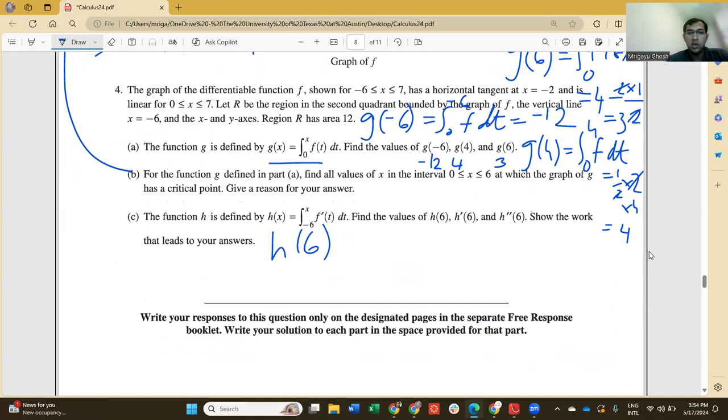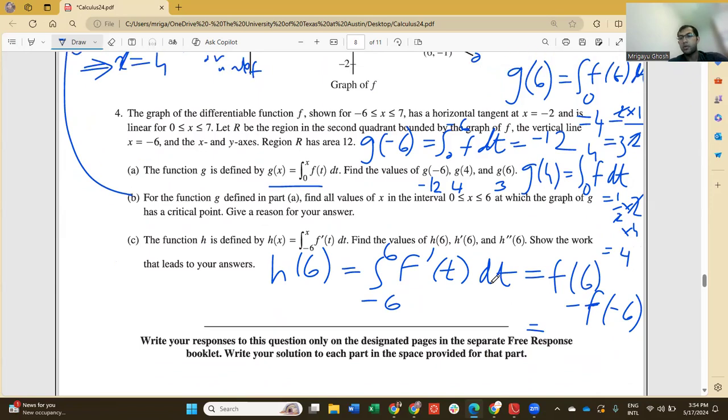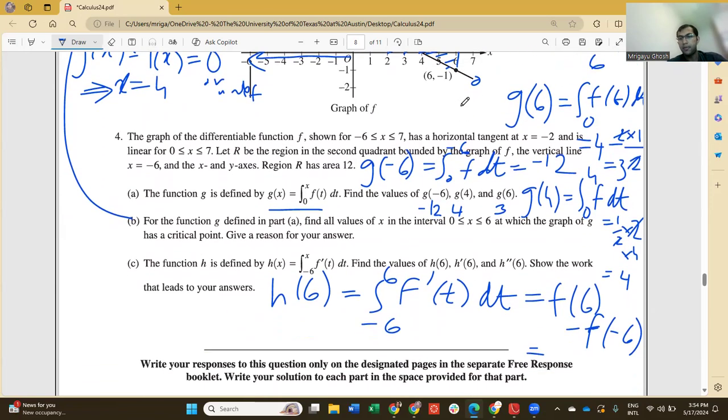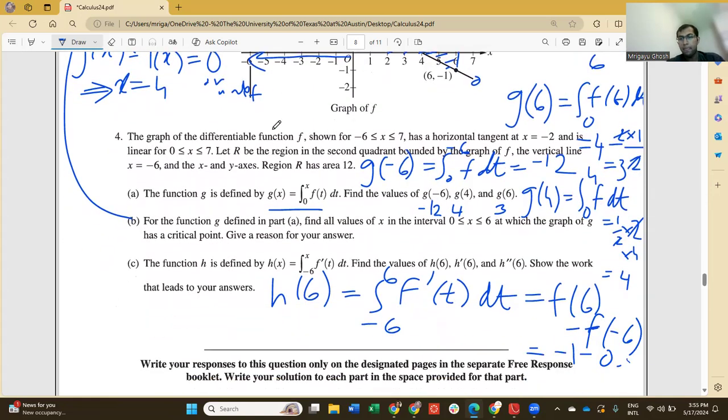H of 6 would be the integral from -6 to 6 of f prime of t dt. So based on the fundamental theorem of calculus, I can just rewrite this as f of 6 minus f of -6, right? It's the antiderivative evaluated at the upper and lower bound. So f of 6 is -1 minus f of -6, which is 0.5. So this would be negative 1.5.